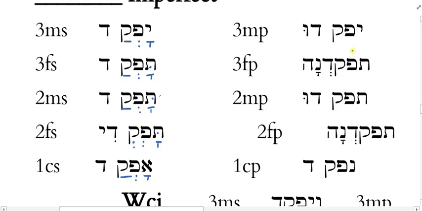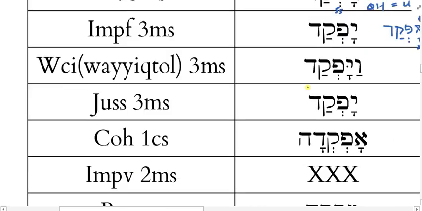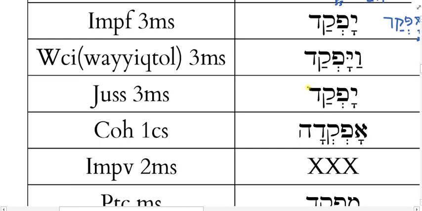Okay? And of course, you can look at Ross, and he's got the full paradigm here. You can practice writing in the rest of the forms there. Do you remember how in the Hophal, the WCI and the jussive were different from the imperfect's theme vowel? In the Hophal, that is not the case. So we're back to the situation where the WCI and the jussives are identical to the imperfects. So va yofkad is and he was caused to visit. Va tofkad. And I was caused to visit.